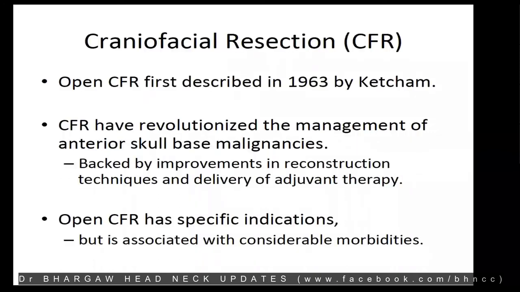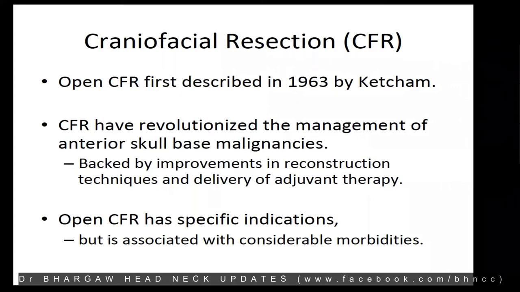So craniofacial resection, the first open craniofacial resection was described in 1963 by Ketcham, and ever since it has been a gold standard for many of these skull-based malignancies. And CFR has revolutionized the management of anterior skull-based malignancies. And this was also backed by improvements in reconstruction techniques, both open as well as endoscopic. One of them is the Haddad flap that we have just discussed, and delivery of adjuvant therapy. By saying that, I mean the technology in terms of delivering adjuvant treatment using IMRT.